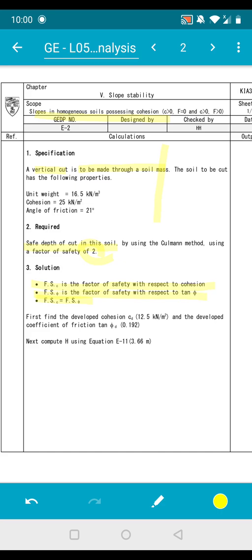First, find the developed cohesion CD. Your Fs is 2 due to the cohesion, so you'll likely get 12.5 kilonewton per meter square. Then you find the second contributing factor, from the internal angle of friction. Use the same Fs, and you're likely to get 0.192. Then you compute H using the main equation given in E11, and the safe depth of cut is 3.66 meter.